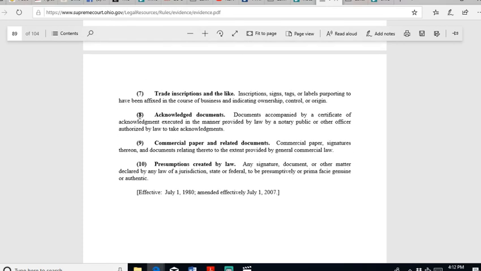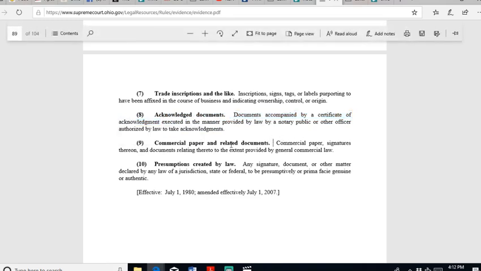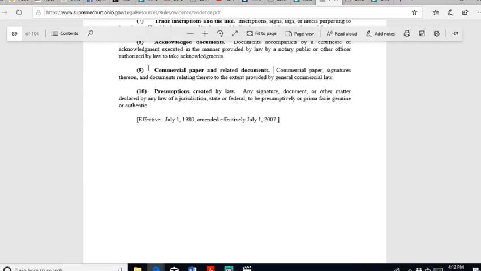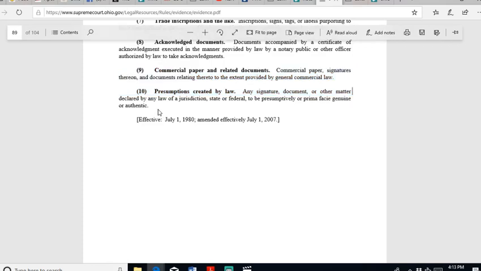So right here, it talks about this. Acknowledged documents. Documents accompanied by what? A certificate of acknowledgement. So while y'all are doing y'all's affidavits, that's cool, but we do ours like this. I know how to work the court. I know what to do. Also, commercial paper. They talk about commercial paper, documents relating to the extent provided by commercial law. That's when the UCCs come in.